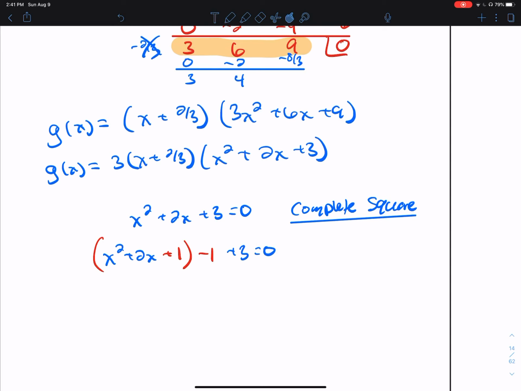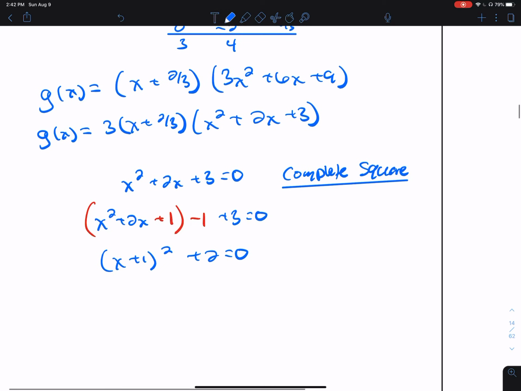So now we've added a +1 to this and a -1 to this. We haven't changed the value. We just changed the way this looks, because that's 0. This is a perfect square trinomial, which factors into x plus 1 quantity squared. If I add these two together, I'm going to get 2. If I subtract 2 from both sides, I get (x + 1) squared equals -2.